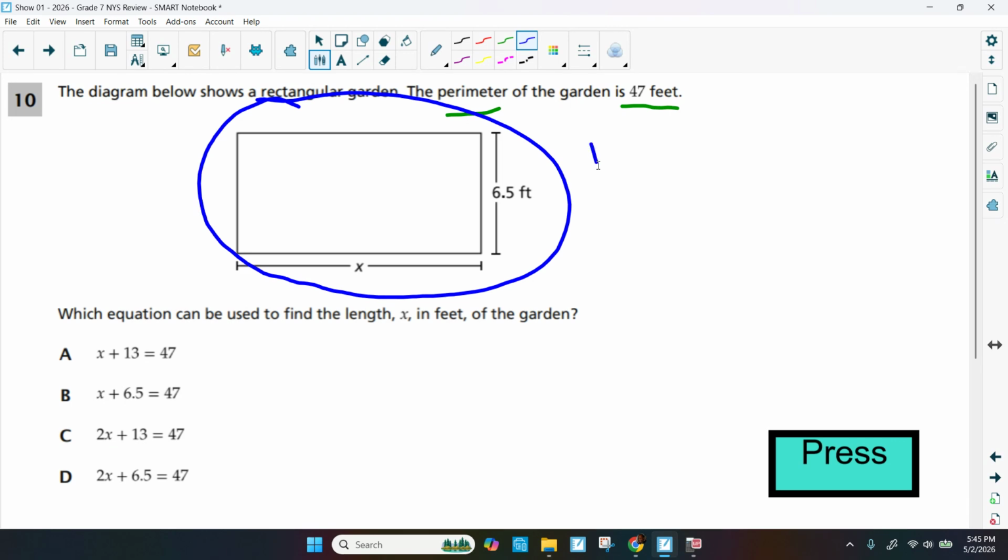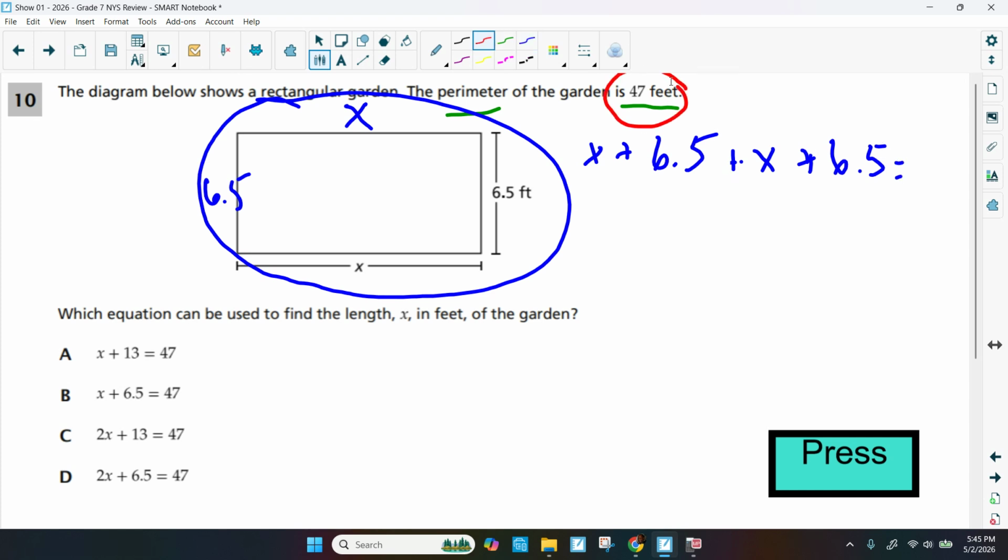So we'd have to add up the X plus the 6.5, and this side would also be X. So there's another X because we don't know it, but this side we know is also 6.5 feet. So I have to add all of that up, but they added it up already for us, and they said the perimeter was equal to 47. So which equation can be used to find the length X in feet of the garden?